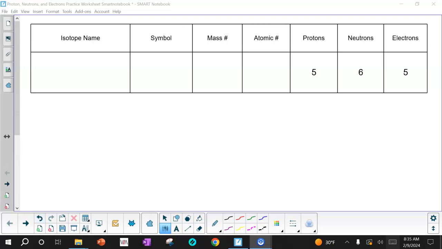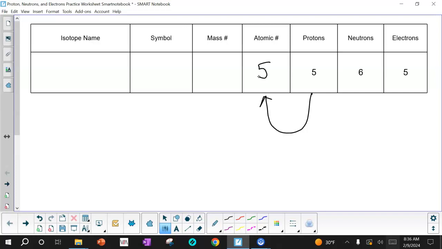All right, this is the video solution guide to the protons, neutrons, electrons, ions, and isotopes worksheet. So in looking at this, we've been given some information: protons, neutrons, and electrons. First thing, the number of protons is always the same as the atomic number. That's what identifies what an element is, the number of protons.